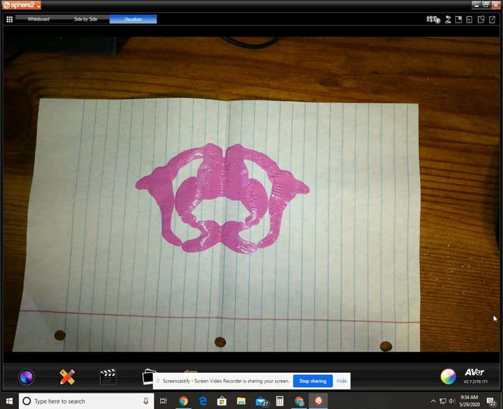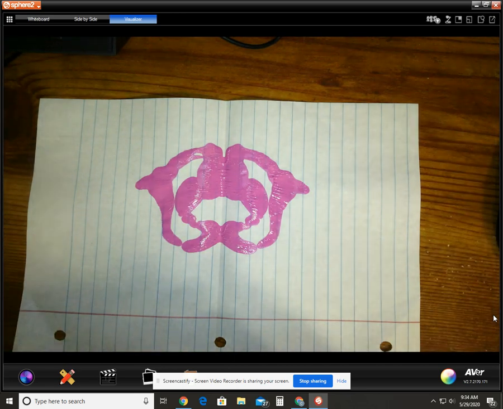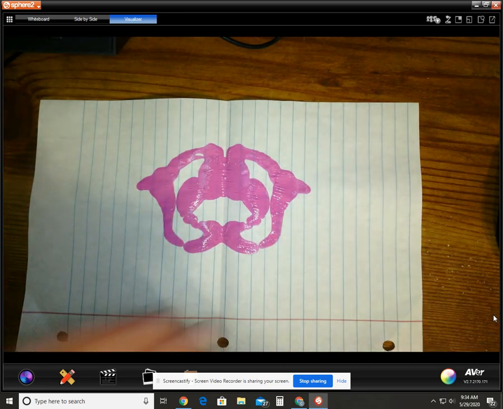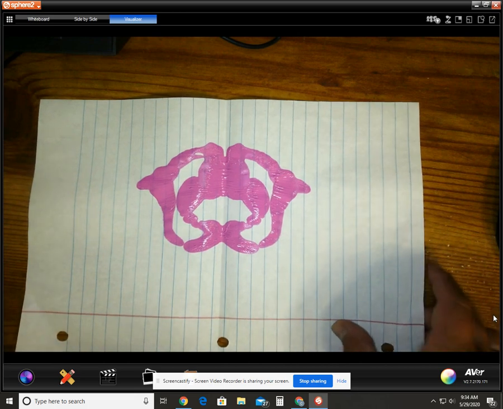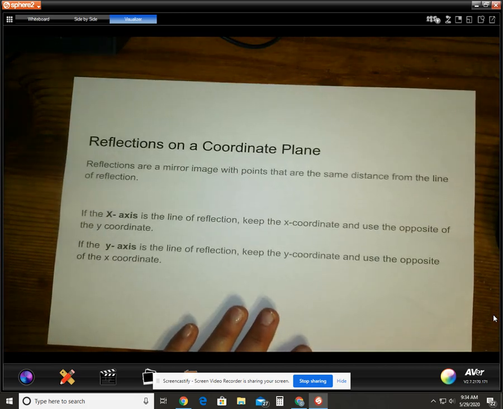We're going to do the same thing with points on the coordinate plane, except we're not going to make cool pictures with paint or anything like that. But we are going to make some symmetry, and I know you definitely talked about symmetry in elementary school, with our points on our coordinate plane. So let's get started. The first thing that I need you to know is what reflections are.